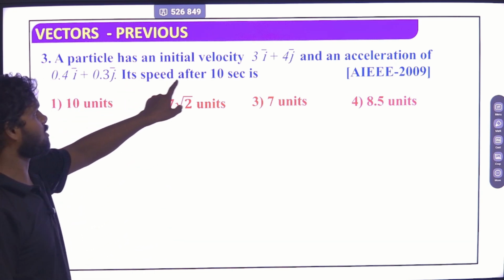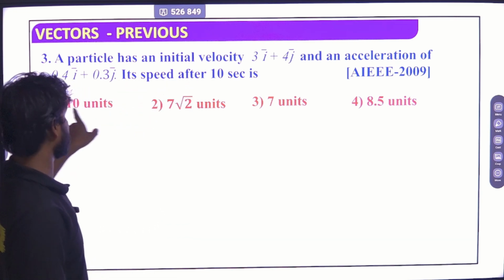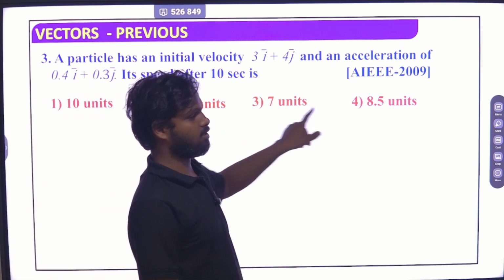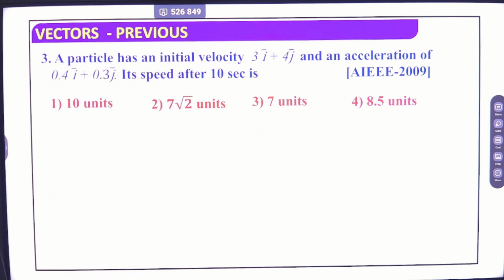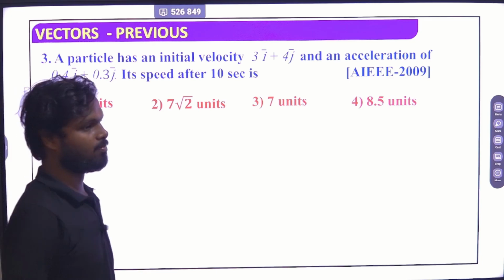Remember, it's asking for speed, not velocity, so the answer is in magnitude, there is no direction. Just solve it, it is a very easy question, and I covered this in the class also. If you try to solve it, you can do it. I will give you 1 minute, so please try it.